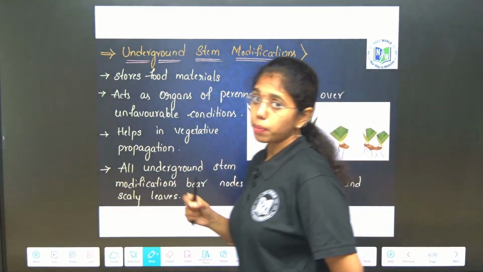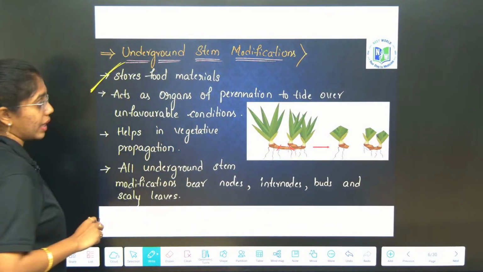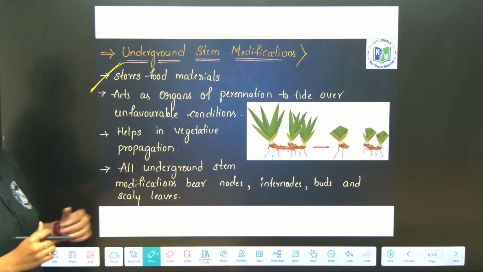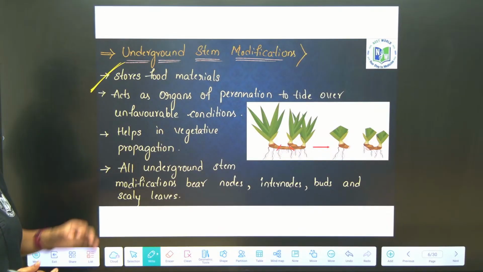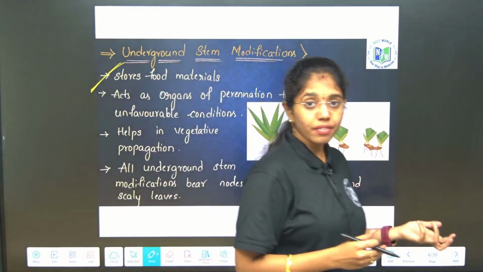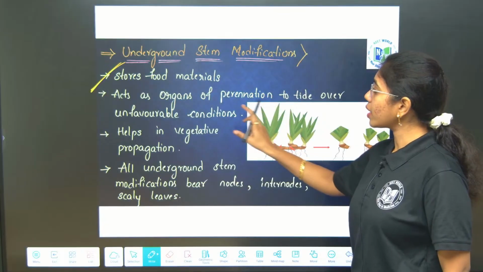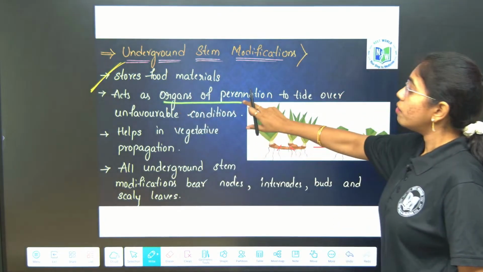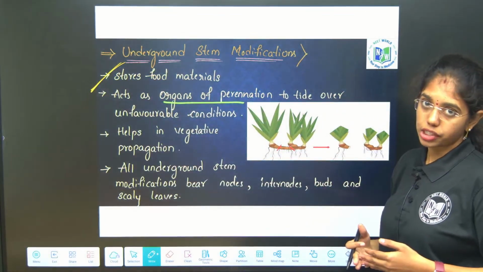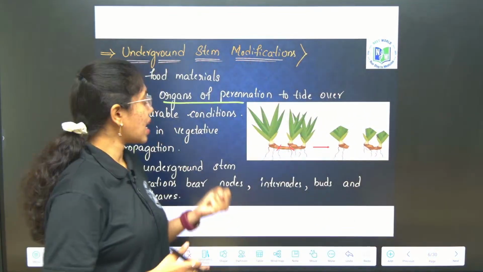The main purpose of underground stem modification is storage of food material, and these act as organs of perennation to tide over unfavorable conditions. Means during unfavorable conditions, these organs will act as what? Organs of perennation, which survive and store food in unfavorable conditions.